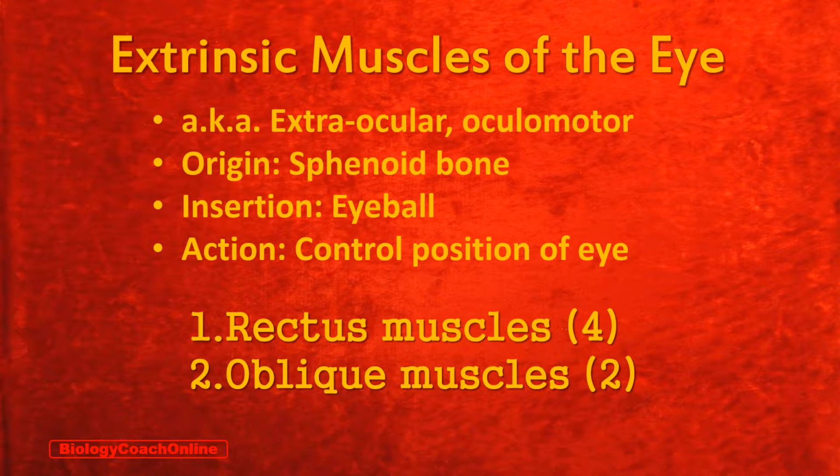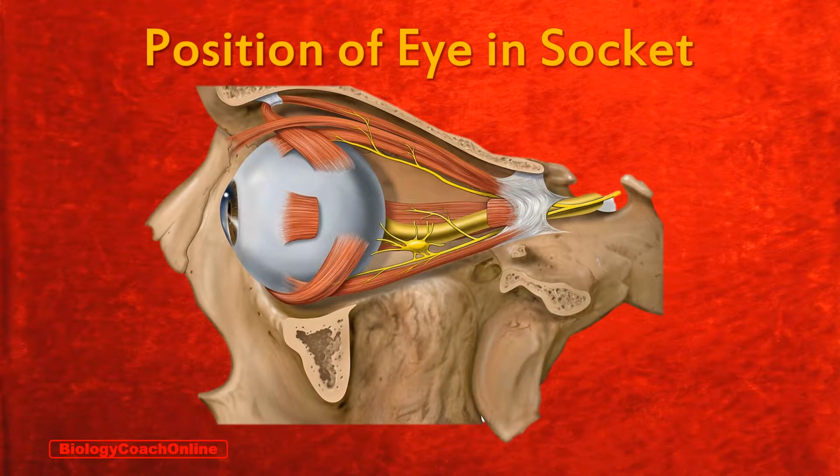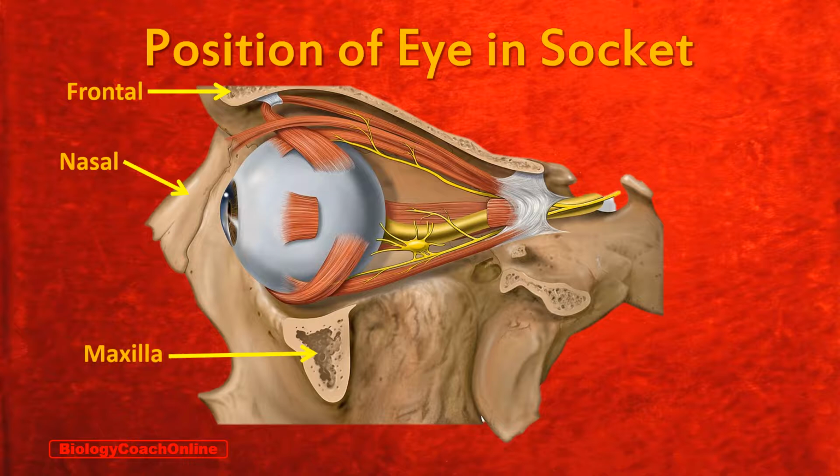Now to keep you oriented, I'll point out a few landmarks, most of which you are already familiar with. Here is a portion of the frontal bone. Now remember that the frontal bone forms part of the superior aspect of the eye socket. You see the nasal bone here, the maxilla here forms a portion of the lower aspect of the eye socket. And by the way, this little structure here is called the trochlea, or the trochlear ligament, and it suspends the superior oblique muscle in the eye socket.